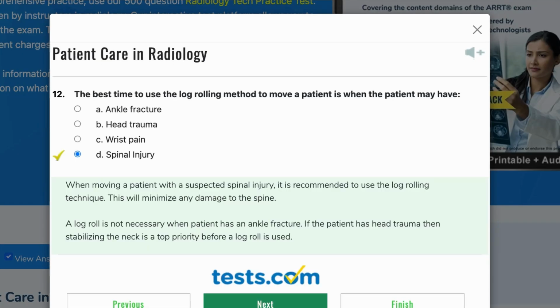When moving a patient with a suspected spinal injury, it is recommended to use the log rolling technique. This will minimize any damage to the spine. A log roll is not necessary when the patient has an ankle fracture. If the patient has head trauma, then stabilizing the neck is a top priority before a log roll is used.